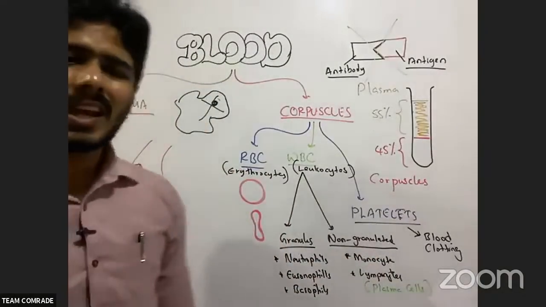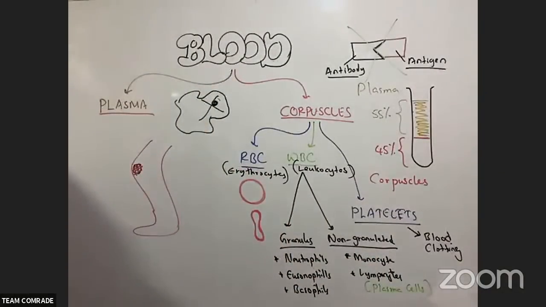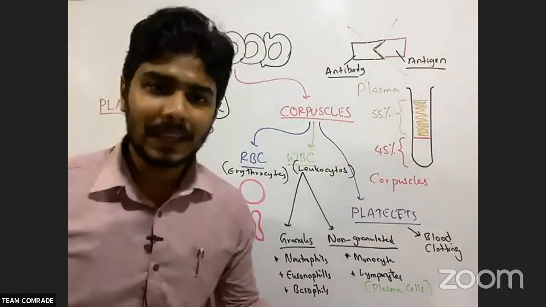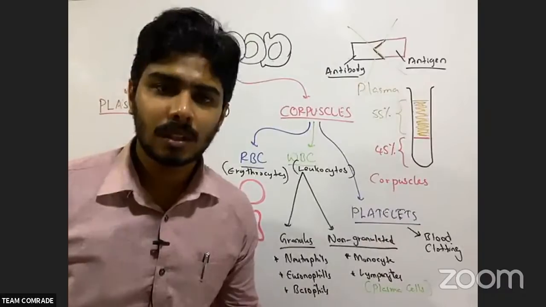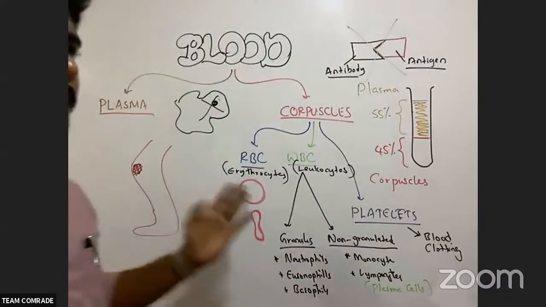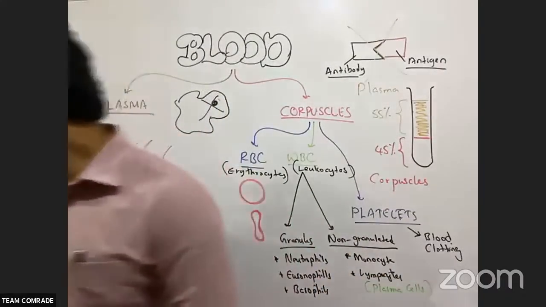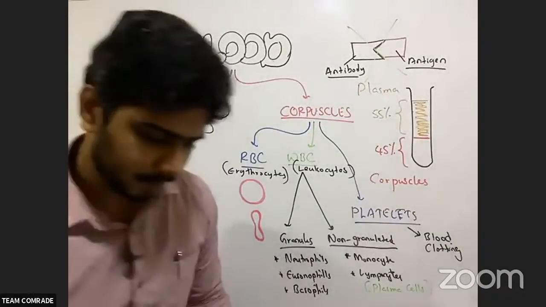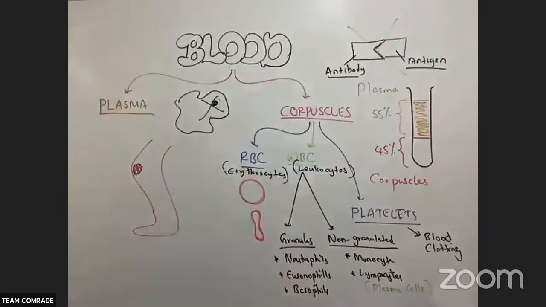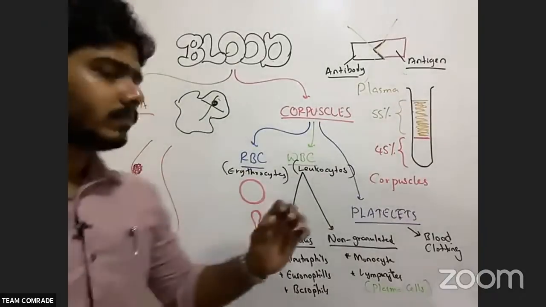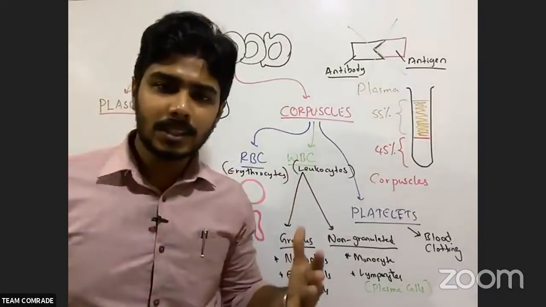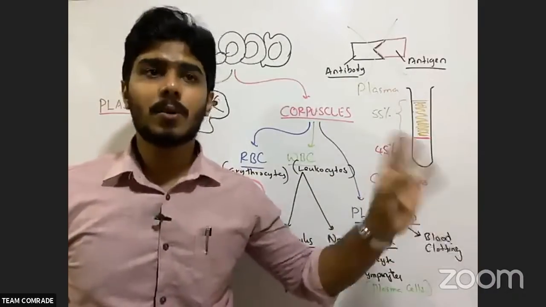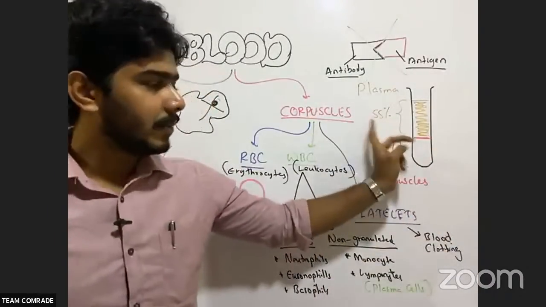And RBC, what can they do actually? That is the main thing. Who is carrying oxygen? Oxygen is carried mainly by the red blood cells. So you must know that. Not only that, the other nutrients, proteins, hormones and everything are being carried by the plasma.